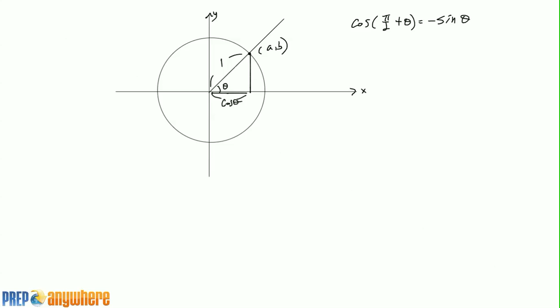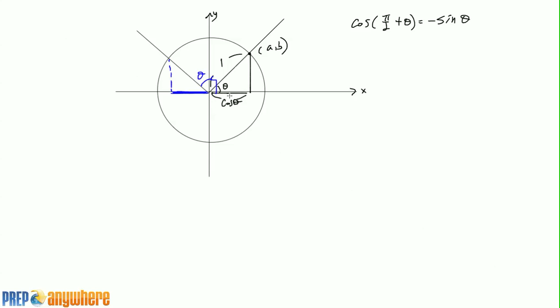Now let's consider the rotation of pi over 2, which is 90 degrees, plus theta. Okay, so something like this. So let me use a different color. This is pi over 2, 90 degrees, plus exactly the same angle theta here. Now by definition, this rotation's cosine value is this length right here. Okay, the x value. And that length, right, is a negative value.